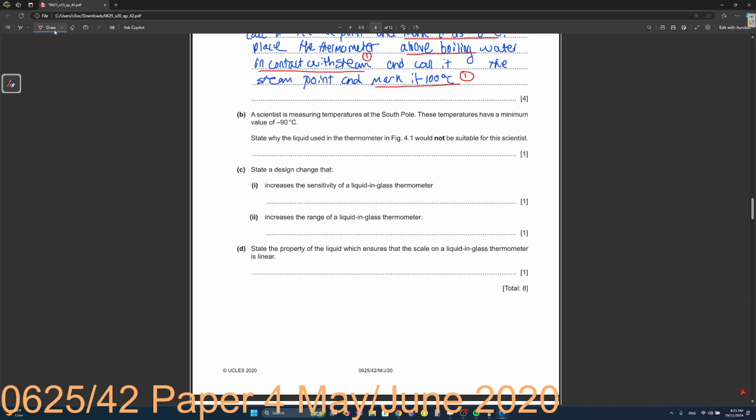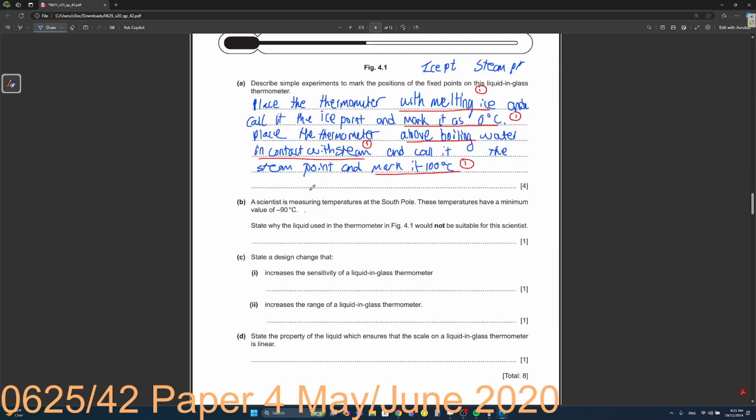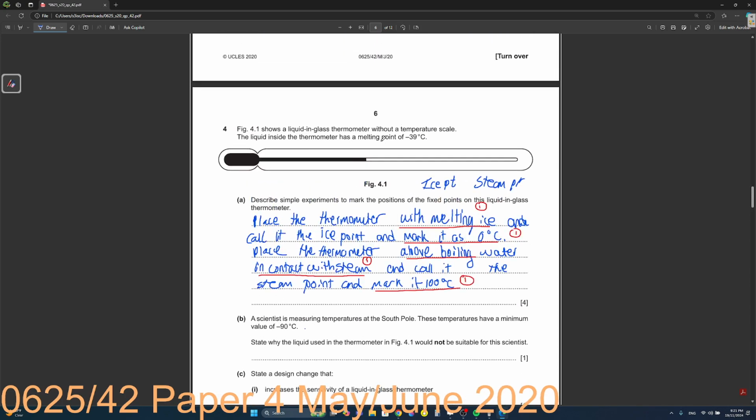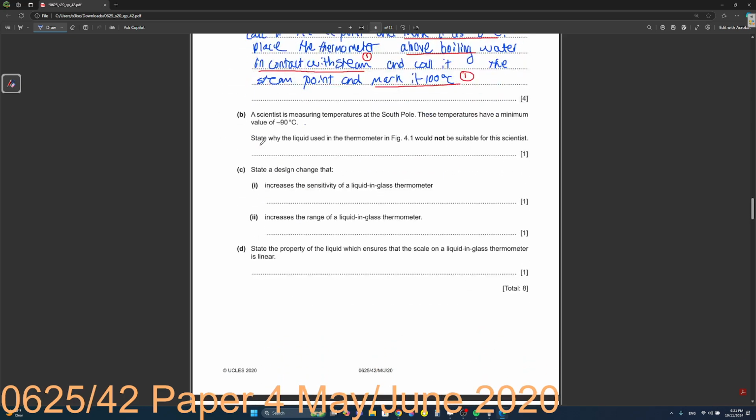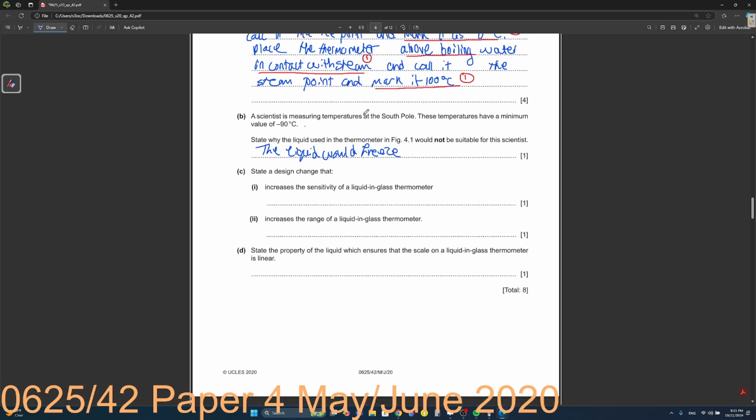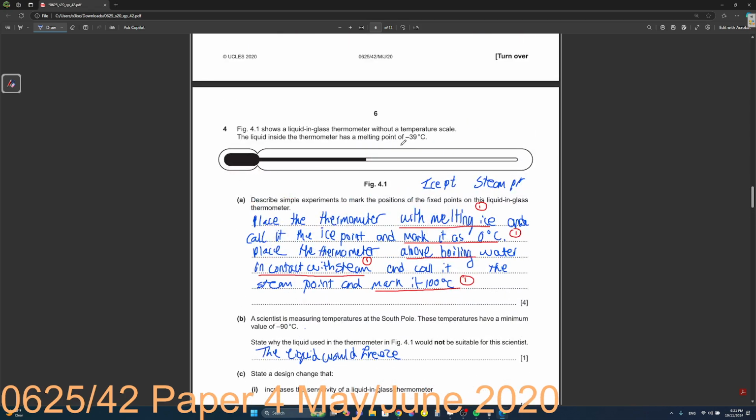A scientist is measuring temperatures at the South Pole. These temperatures have a minimum value of minus 90 degrees Celsius. State why the liquid used would not be suitable. Okay, if it's minus 90 degrees Celsius, we said here the liquid has a melting point of minus 39. So if it goes lower than minus 39, what's going to happen? The liquid would freeze, right? If it's minus 39, the melting point, it's going to freeze after minus 39.